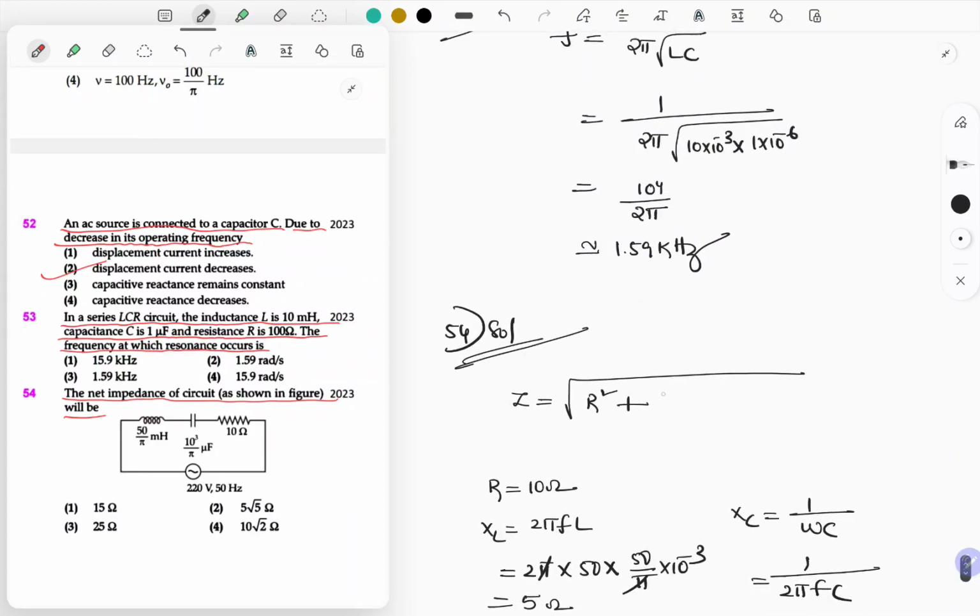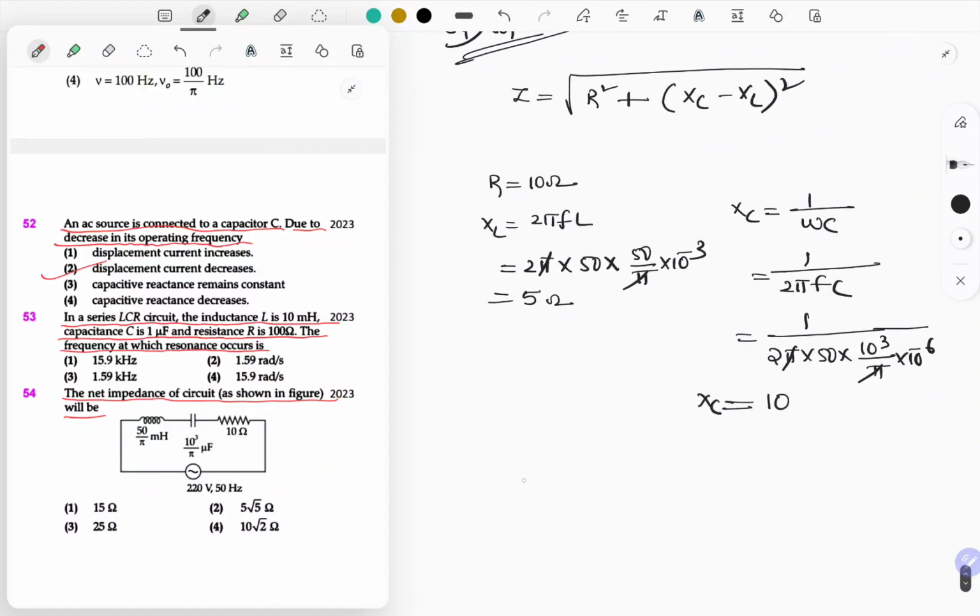So the final answer is going to be XC minus XL whole square because it is a capacitive circuit. Then Z is equal to root of R square plus XC minus XL whole square. R is how much? 10 ohm, right? R is 10 ohm, 10 square plus XC 10 minus 5, whole square. So it's going to be 10 square is 100 plus 5 square 25. So the final answer is root of 125.